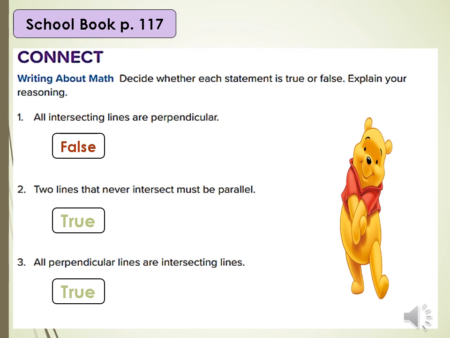Last one, all perpendicular lines are intersecting lines. True. Why? Because perpendicular lines have only one common point.